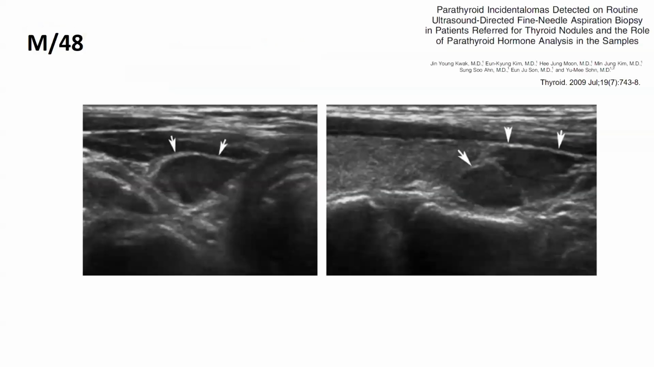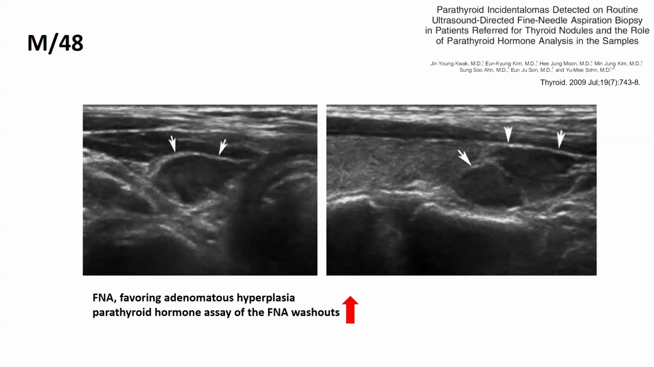There is a solid hypoechoic nodule below the thyroid gland. A parathyroid lesion was diagnosed based on a high parathyroid hormone level at FNA washouts, although the FNA result was benign. He suffered from recurrent ureter stones several years earlier.